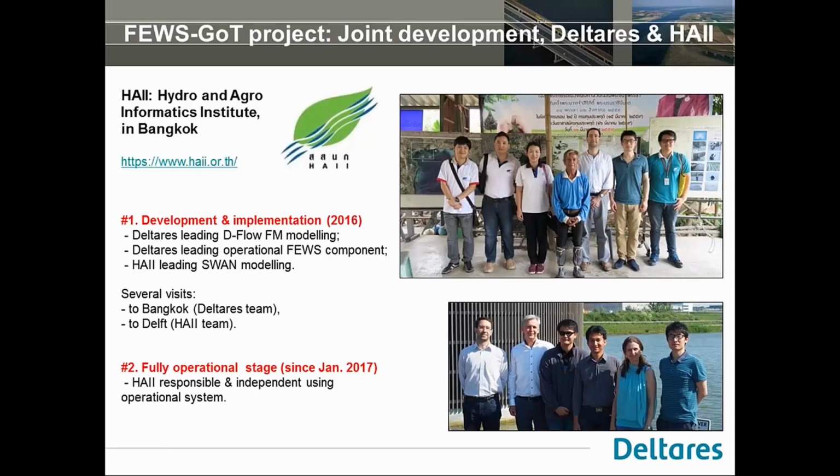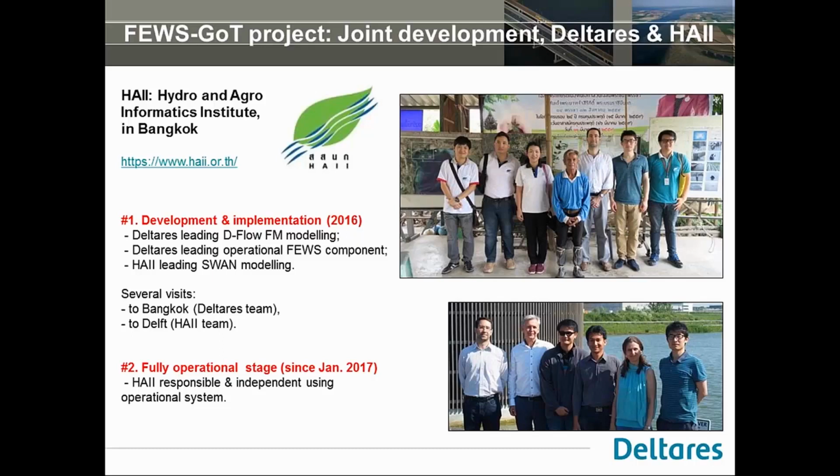How did this come to be? This was a teamwork, as I mentioned before, a joint development between Deltares in the Netherlands and HAII in Thailand. As a project, well, I'll start with the people. You can see our photos on the right, both us visiting Bangkok and the Thai guys visiting here in the Netherlands.